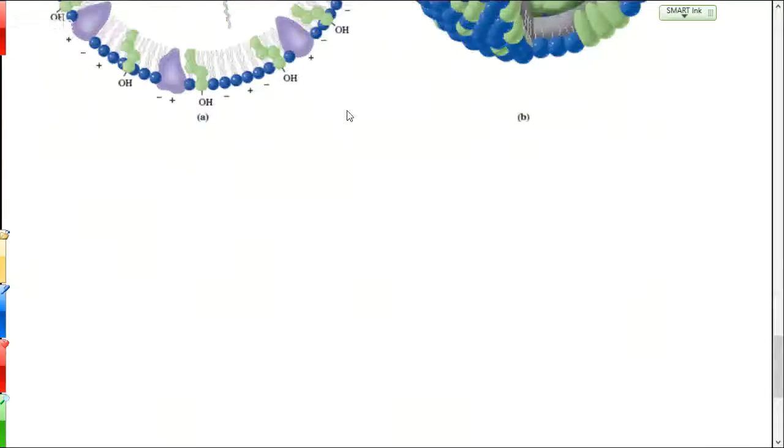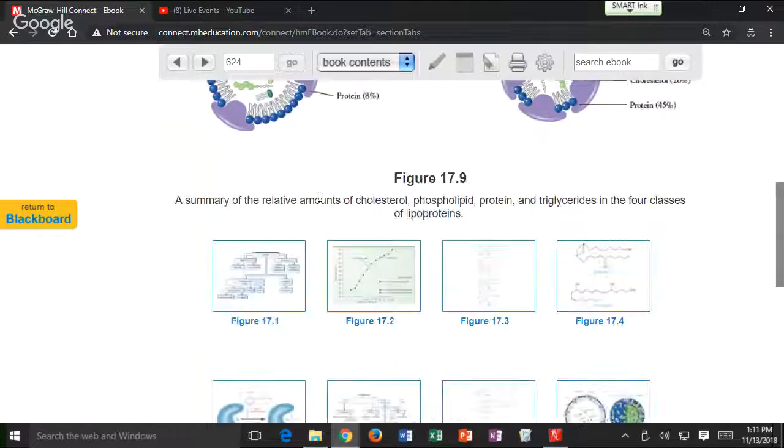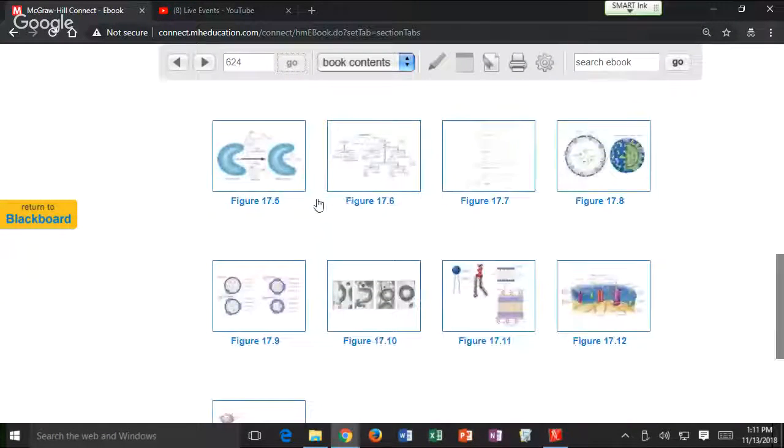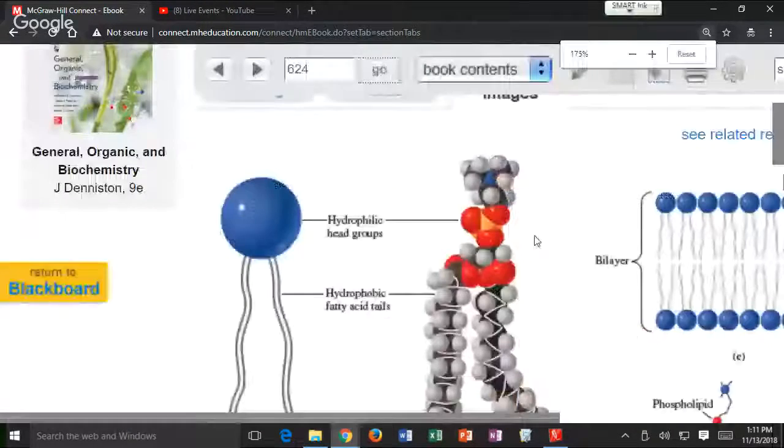Okay, and while we're talking about phospholipids, we can also talk about maybe? What happened? All right, we'll just look at the pictures. We can talk about the phospholipid bilayers.